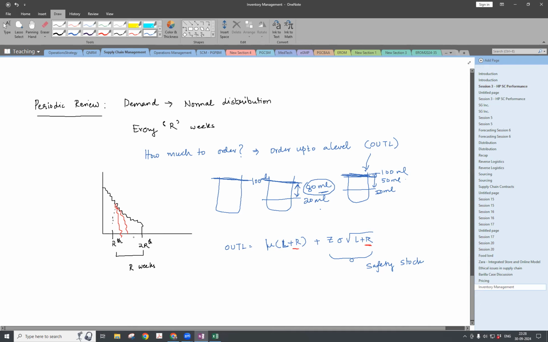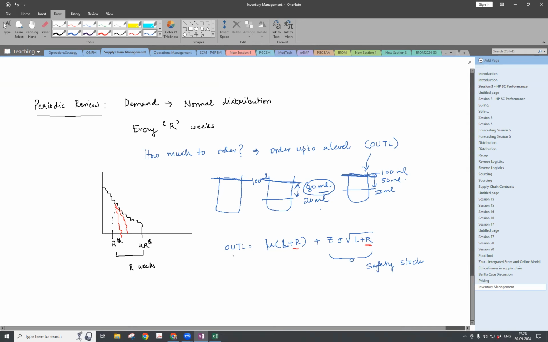It is intuitive to understand why that is the case. The reason it is higher is because we are left vulnerable for these R weeks where we are not checking our inventory, while in the case of continuous review, we are continuously checking our inventory. So this is the cost of not having due diligence in checking our inventory, that we are carrying a higher amount of inventory.